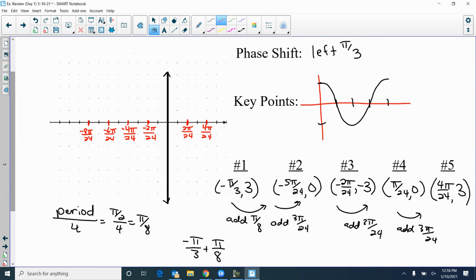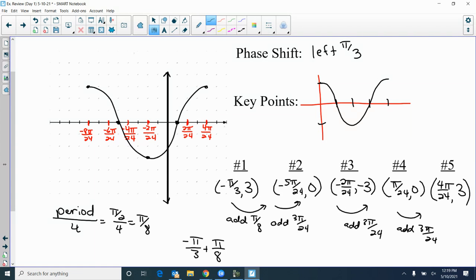And negative 8 pi over 24, which is negative pi over 4, 3. And then I go 1, 2, 3, 4, negative 5 pi over 24, 0. Negative 2 pi over 24, negative 3 pi over 24, 0. 4 pi over 24.